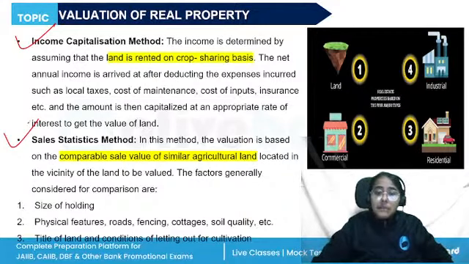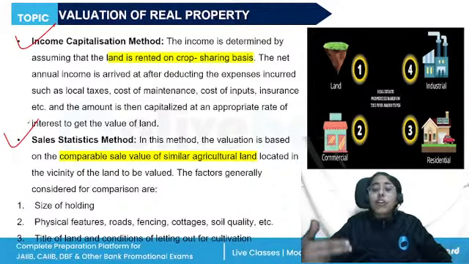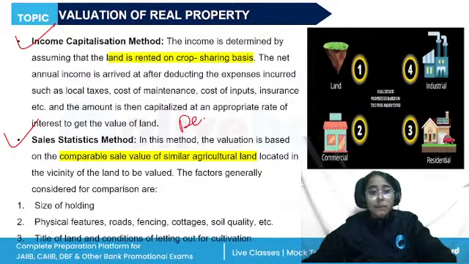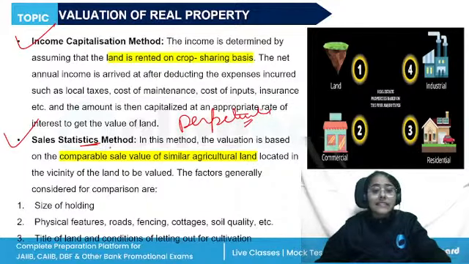In the income capitalization method, the income is determined by assuming that the land is rented on a crop sharing basis. Then the net annual income is arrived at after deducting the expenses which are incurred, like the local taxes, the cost of maintenance, the cost of inputs, insurance. All right. So the capitalized value means the amount of money which is required today to get a certain fixed income in the form of annual installments over a very long time, which is also known as perpetuity. Right? The second method is the sales statistics method.